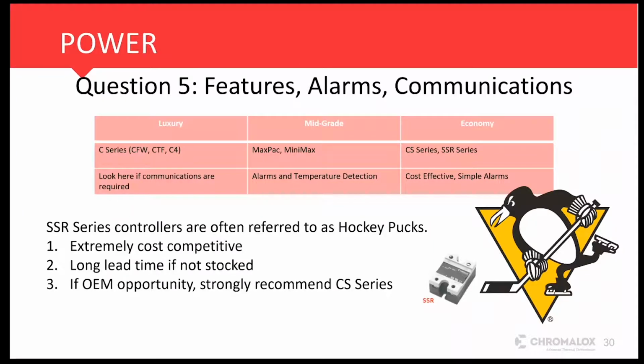Then we have our mid-grade, used a lot with OEMs, which would be our Max Packs and our Mini Max. They have way fewer communication options than the C series, but they do have a good amount of alarms and some other features that'll come in handy. Plus, they're compact and can handle some really high amperages as well. And then finally, we have the economy series, which is our CS series and SSR series of SSRs. They're really simple. The CS series has some simple alarms, but nothing groundbreaking by any means. If you're working with higher volumes and really just need something simple to turn a heater on and off, that's where you're going to want to look.